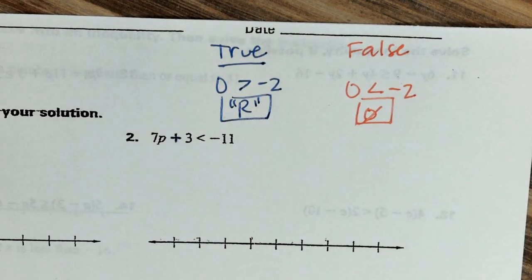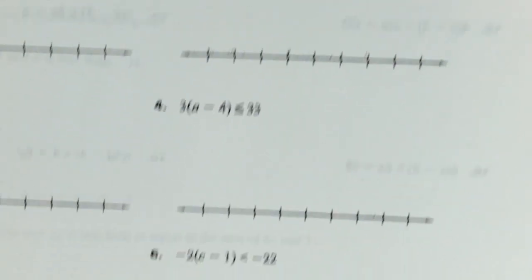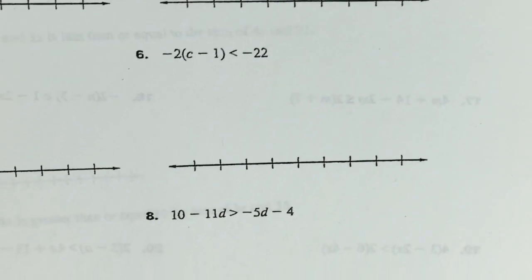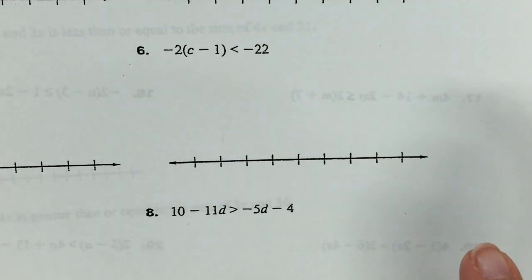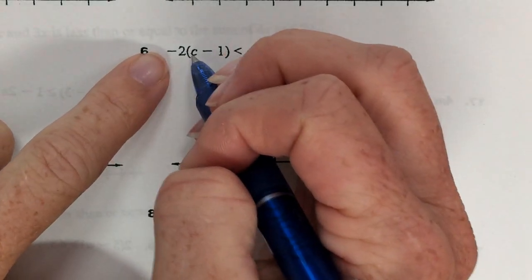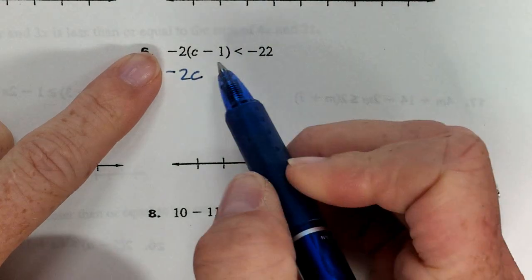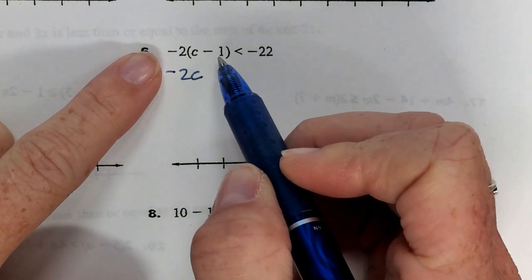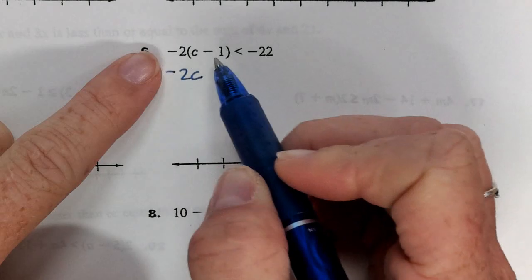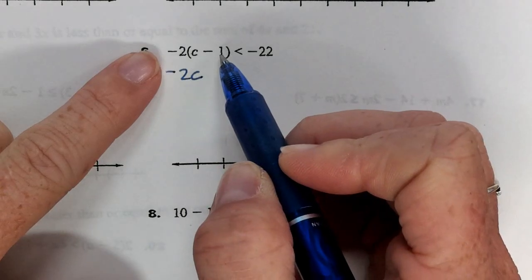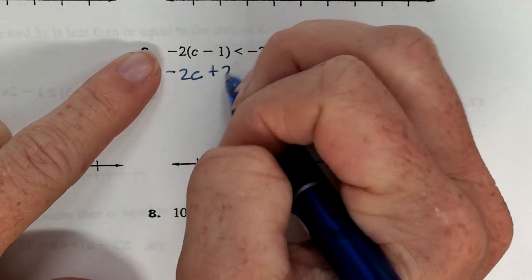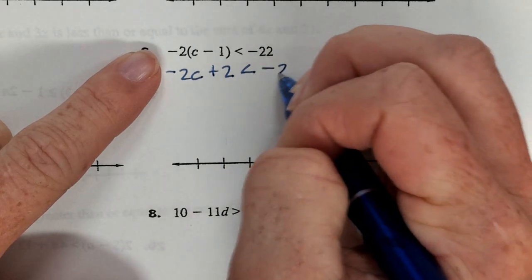Okay. All right, let's do some examples on the front. Let's go to number 6. Go to number 6, please. Number 6. What is negative 2 times c? Negative 2c. What kind of value does this 1 have? So I have negative 2 times negative 1 is positive 2 is less than negative 22.